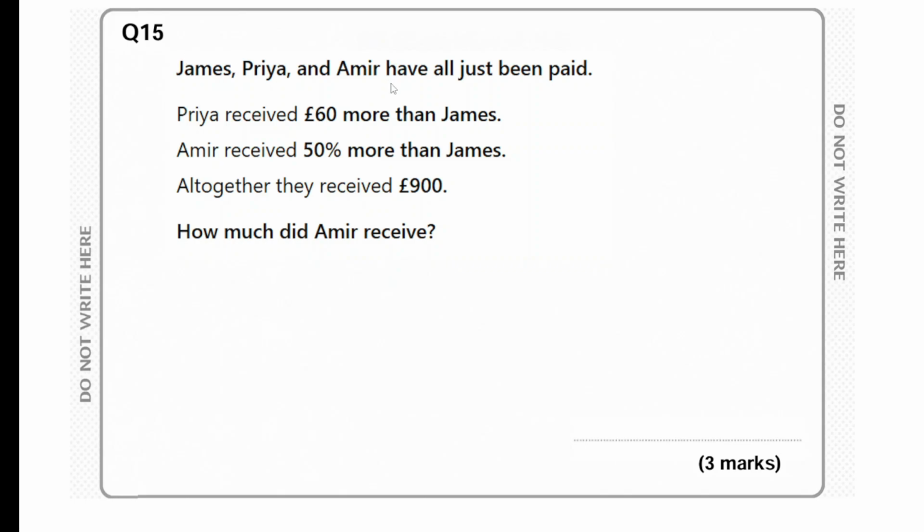James, Priya and Amir have all just been paid. We don't know the amount that they got paid. Priya received £60 more than James, but we don't know how much James got. So let's imagine that James got x amount of pounds. That's his salary. Priya got £60 more, so Priya's amount should be x add 60. Amir received 50% more than James. So Amir got whatever James got, that is x, 1.5 times that, because it's 50% on top.